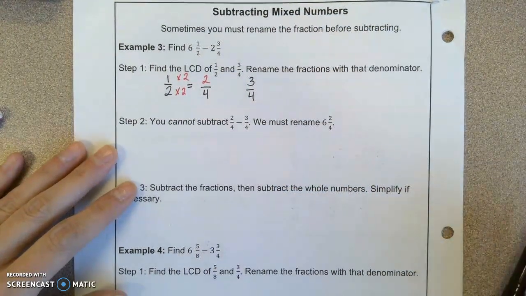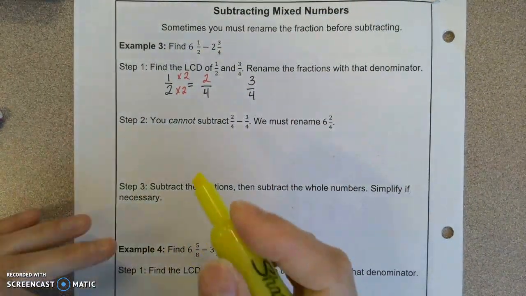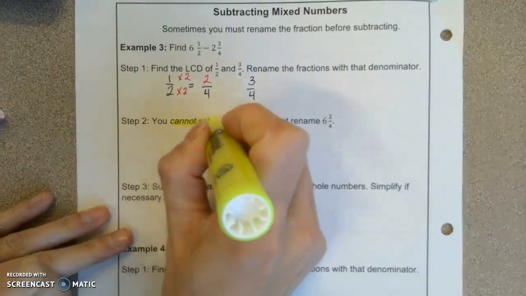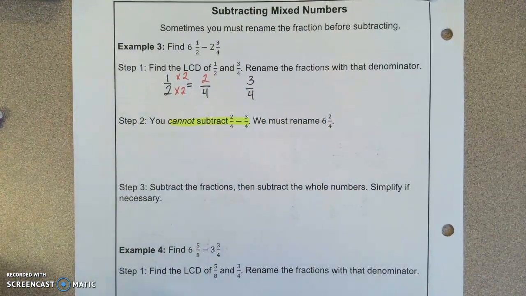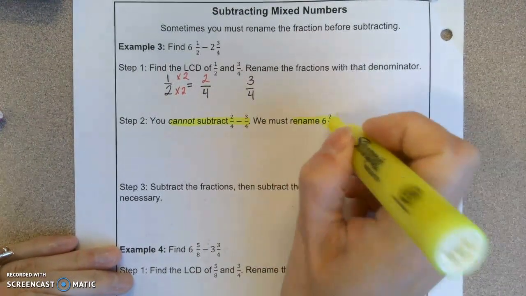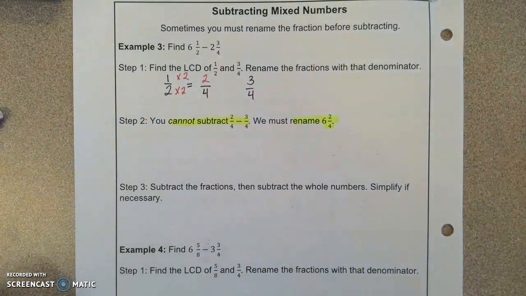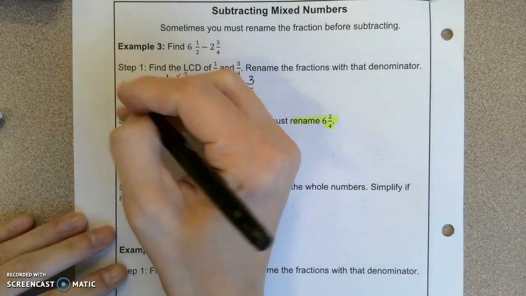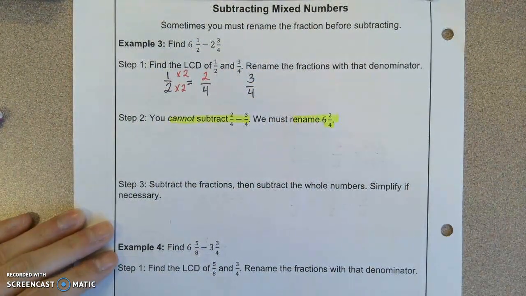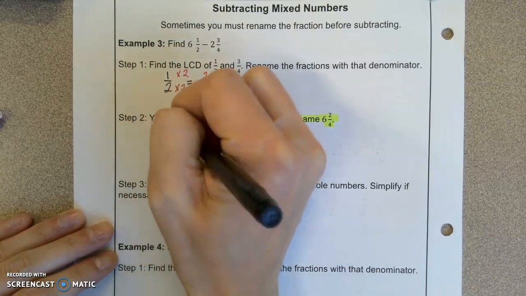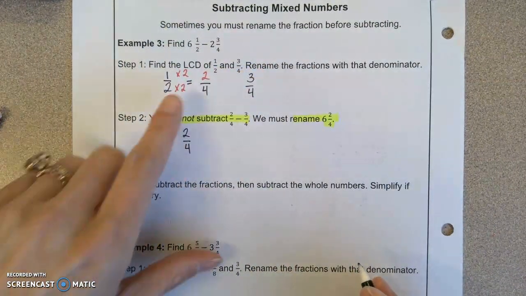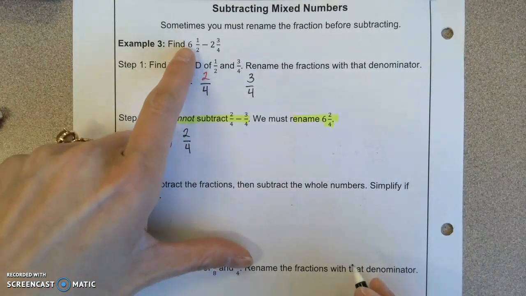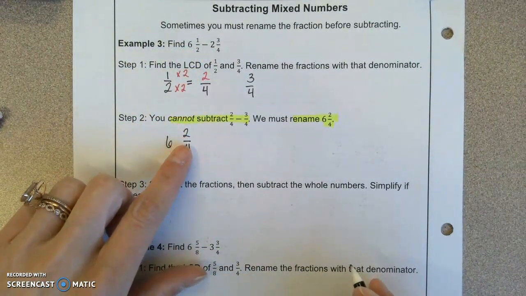So now what happens here is we have 2/4 minus 3/4. We cannot change the order, and we can't subtract that without getting a negative number. So what we want to do is we want to rename 6 2/4. We need to do a little bit of borrowing here. So what this looks like, it's kind of the reverse of what we did with addition. So I'm going to take 6 2/4. Okay, so that's the 6 1/2 that we have here, but it's written as 6 2/4.